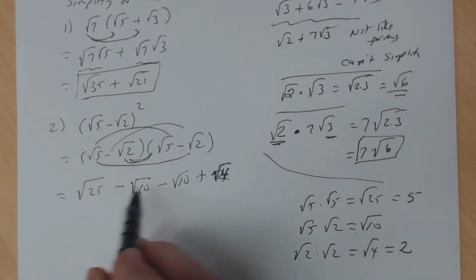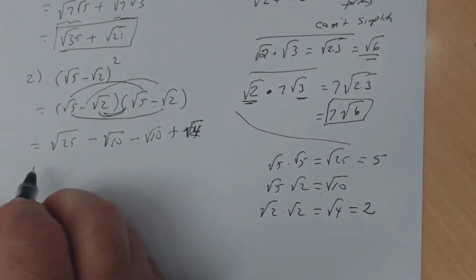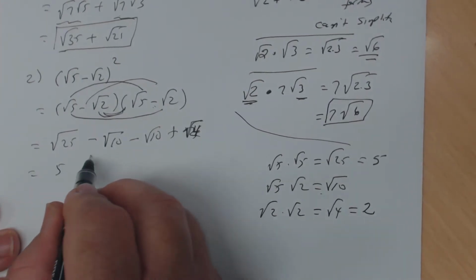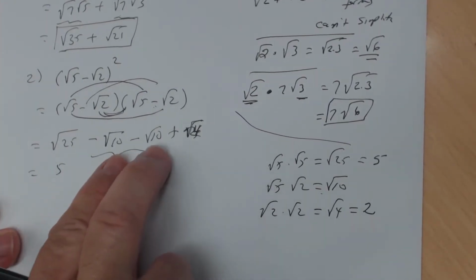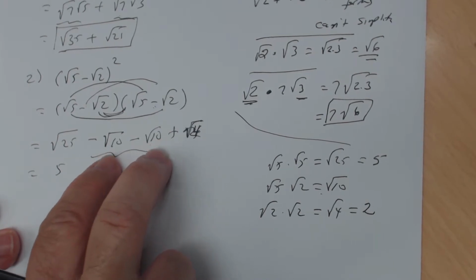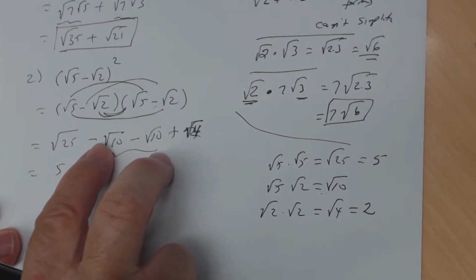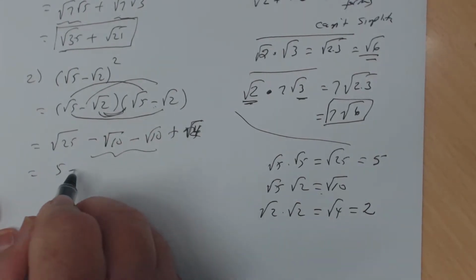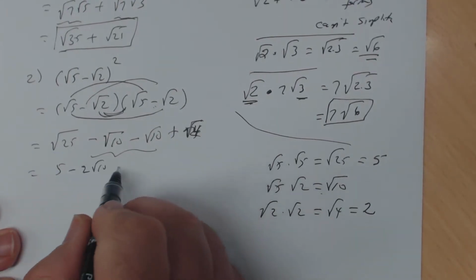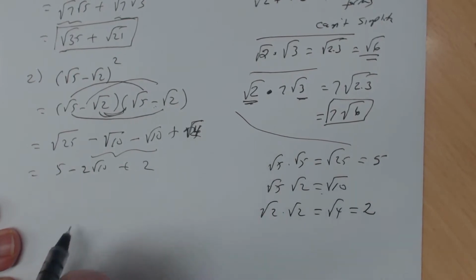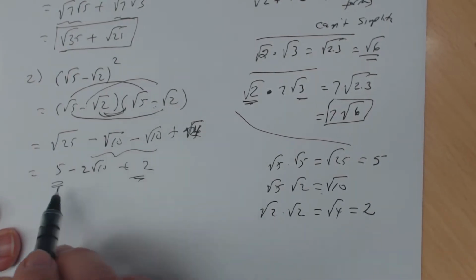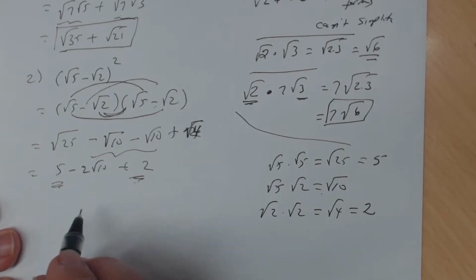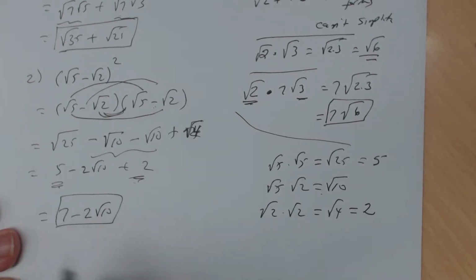Since I left it as square root of 5, I'm going to leave this as square root of 4. Now let's simplify this. This is a 5. This right here, I can combine these because both terms are the square root of 10s. This is a negative 1. This is a negative 1. So I have negative 2 of them. So that's minus 2 square root of 10, and then plus, and then the square root of 4 is 2. And then combining like terms, I can combine the constants. 5 and 2 is 7, so I get 7 minus 2 square root of 10.